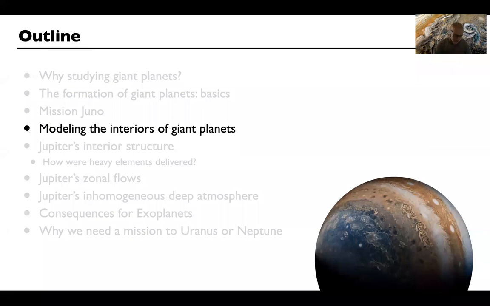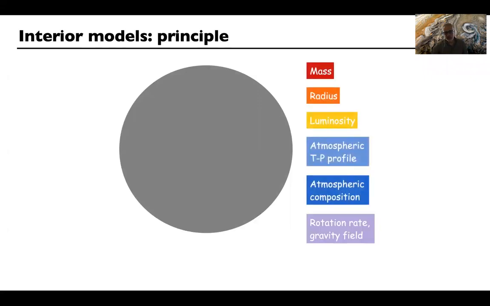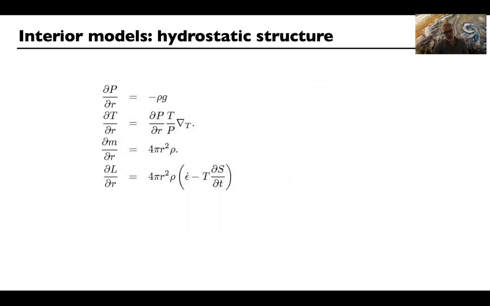So the goal here is to see how we study the interiors of giant planets all the way to the atmosphere. So let's have a look at what we have in hand. So the idea with our theoretical models, of course, is that we'll simplify everything. We'll assume that giant planets are big gray balls. We have, of course, their mass, their radius, their luminosity. We have an atmospheric temperature pressure profile. We have some ideas of atmospheric compositions. So we have boundary conditions. And importantly, we have rotation rate and a gravity field measurement. So those are the key parameters, key variables we have.